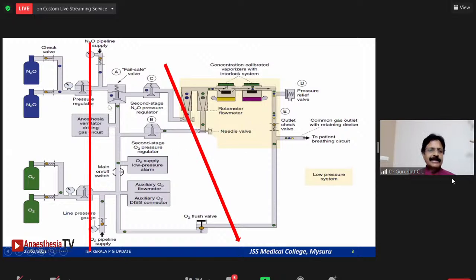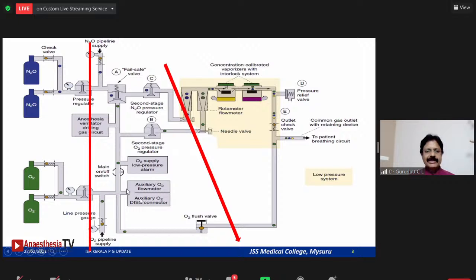Since I had already spoken in detail about the high pressure system, today I'll be talking to you regarding all the parts and the importance of these parts, and what common questions will be asked in the exams regarding the intermediate system and the low pressure system of the anesthesia workstation. So let us start with the intermediate pressure system.